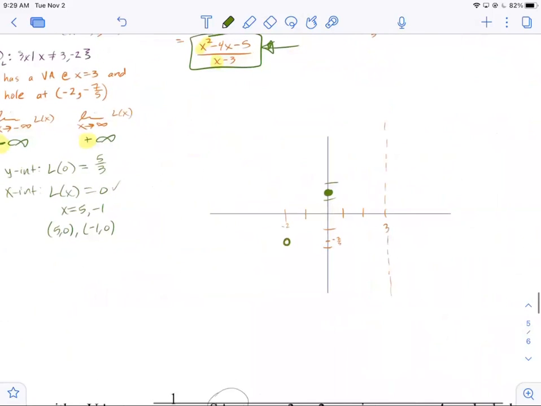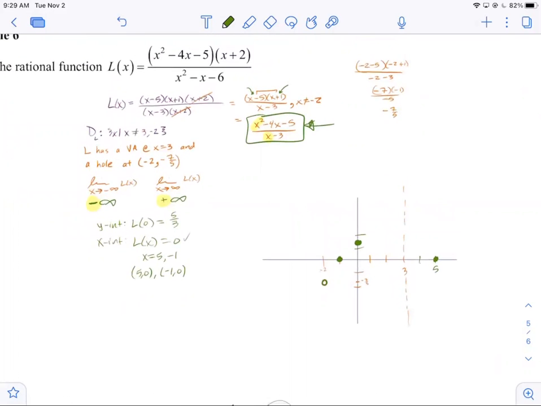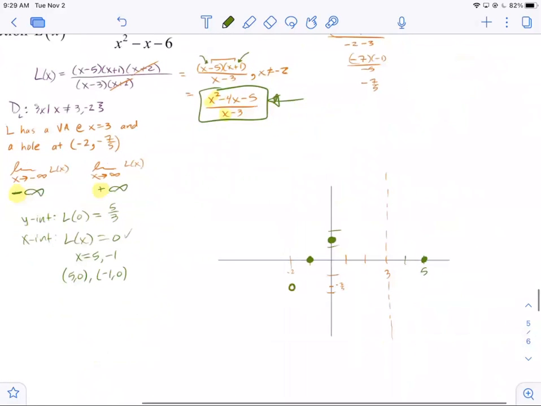So we can plot those. (5, 0) and (-1, 0). Any symmetry? Doesn't look like any symmetry is happening, right? Based on our graph, it just won't have any symmetry.